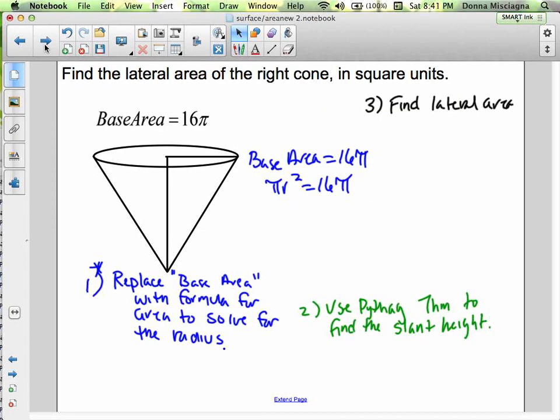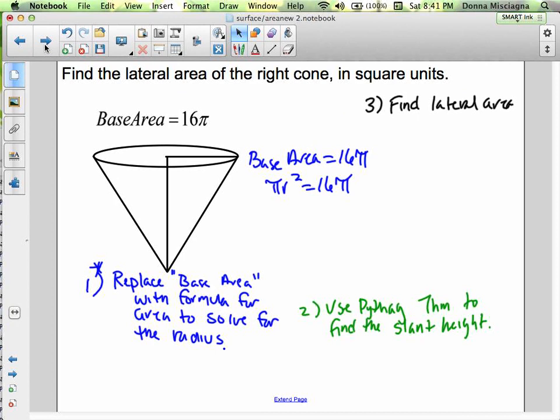All right, so here we want to find the lateral area. But we need to find all of our parts, right? We have to make sure for lateral area, remember, we need the radius and we need the slant, and we're not given any of those things. We are given the base area. So we have the base area, and now we're going to need to find the radius, and then we can find the slant.